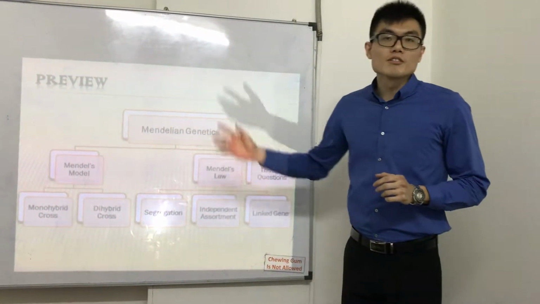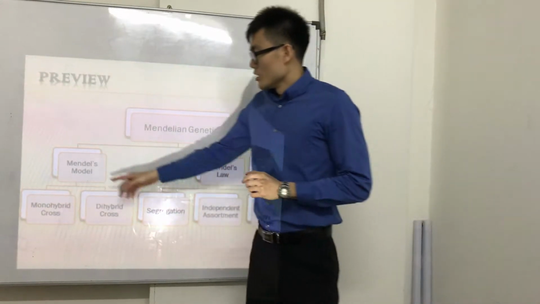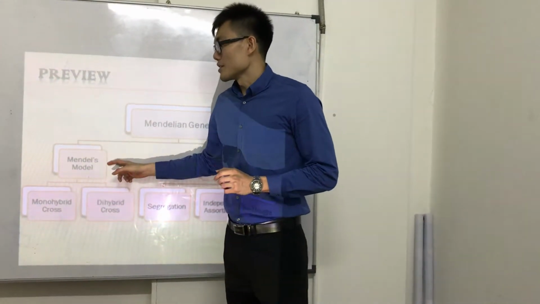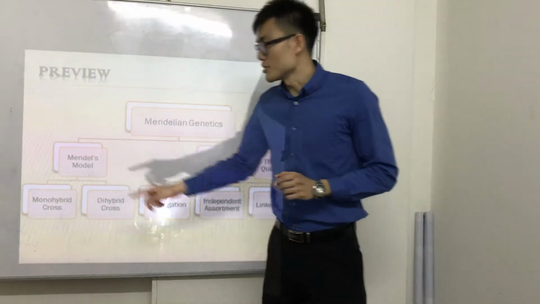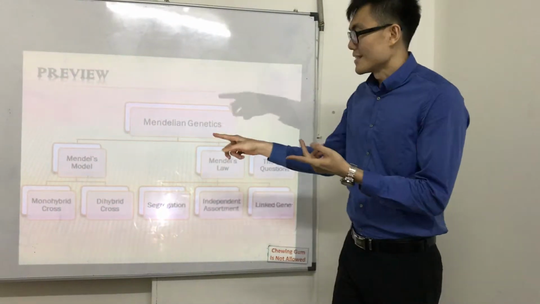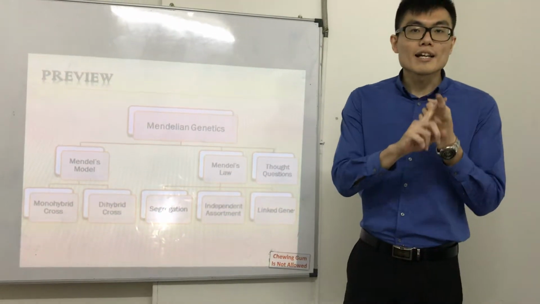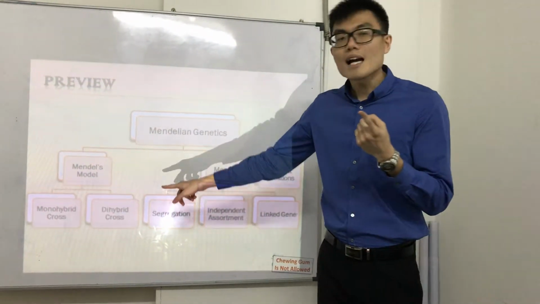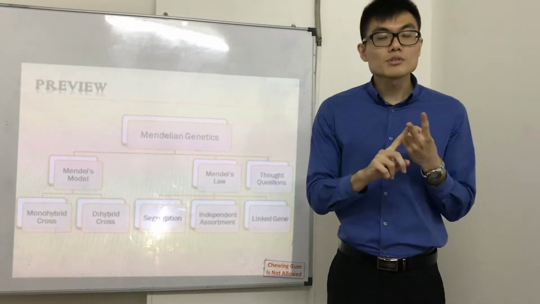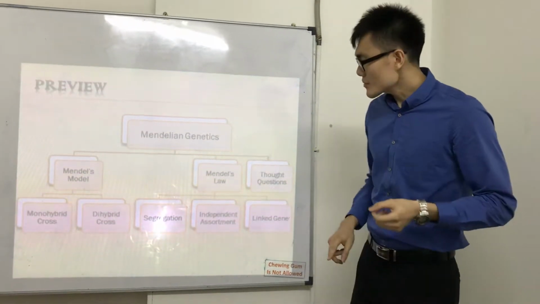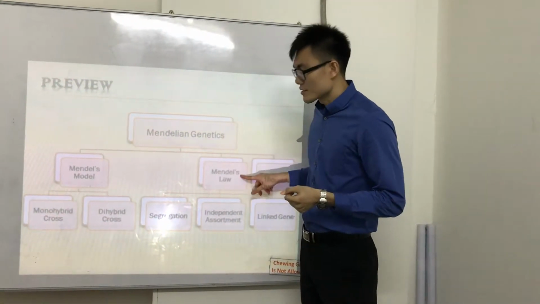So this is a preview of the lecture. First we will talk about Mendel's model, which includes the monohybrid cross and the dihybrid cross. Monohybrid cross is when we track one character, while dihybrid cross is when we track two characters at the same time. Then next we'll move on to Mendel's laws.